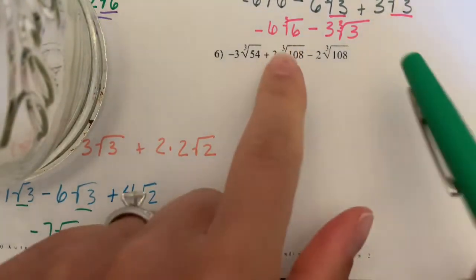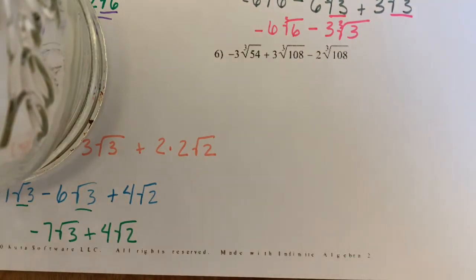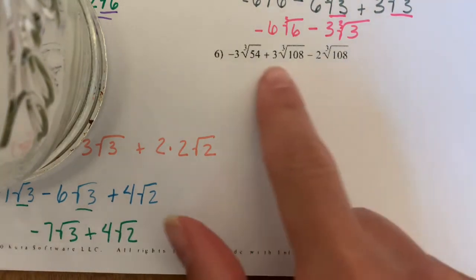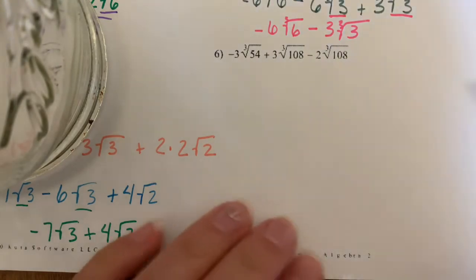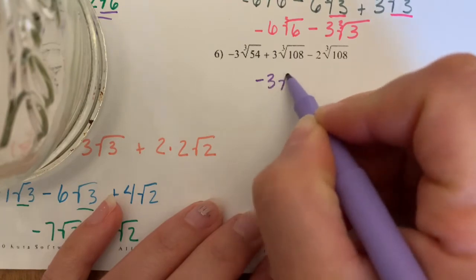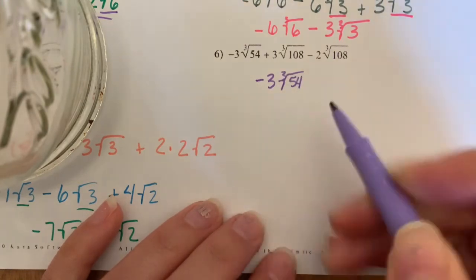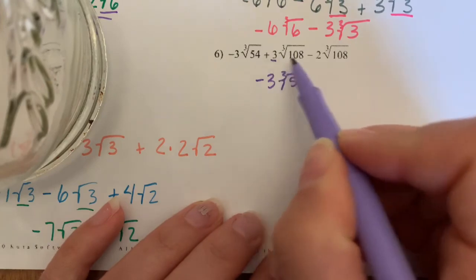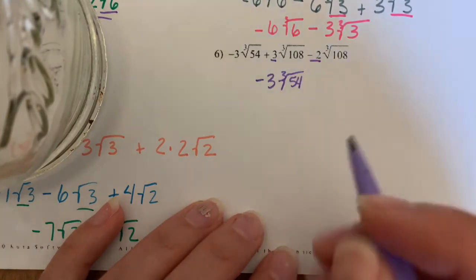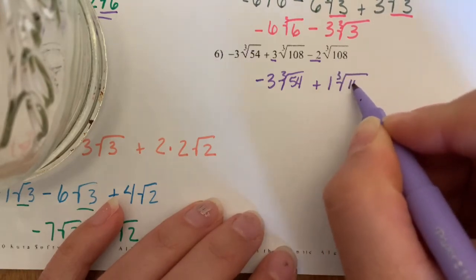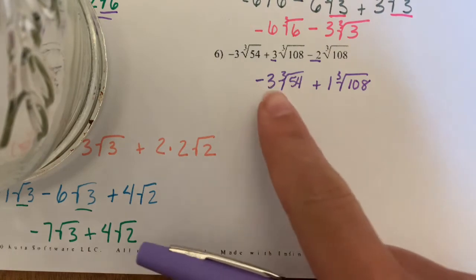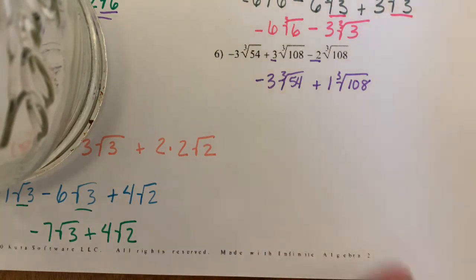Before we do anything, let's combine our cube root of 108, because we see that those are exactly the same. Remember, we can add or subtract anything that's exactly the same. So I have negative 3 the cube root of 54. I have 3 minus 2 is a plus 1 cube root of 108. So now I can simplify those and see if the simplification makes it so that I can combine those terms.